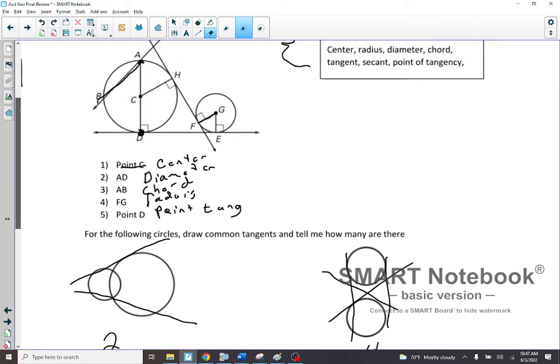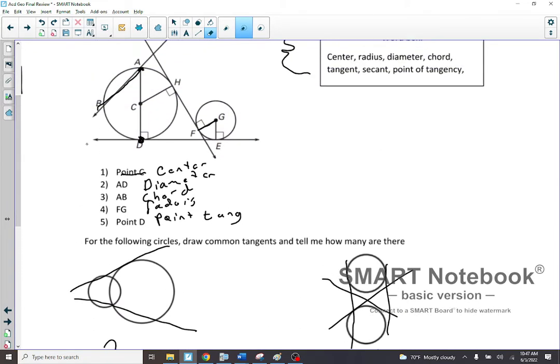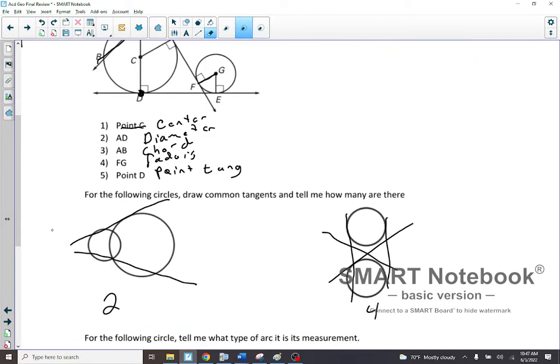Number 1, 2, 3, 4, 5 is center, diameter, chord, radius, and point of tangency. And then the next ones are 2 and 4. Tell me when you're ready and I'll move on.